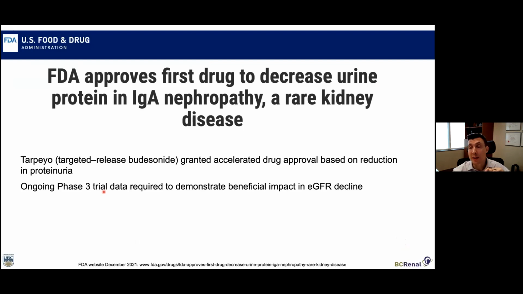Now, the trial does have to have ongoing follow-up to demonstrate that the drug also improves kidney function. If they fail to demonstrate the long-term effect on kidney function, the accelerated drug approval may actually be withdrawn. But this is obviously very exciting because this is a demonstration of using the KHI meta-analysis results and that support the short-term change in proteinuria as a surrogate marker to now get an expedited drug approval for the first drug approved to treat IgA nephropathy.